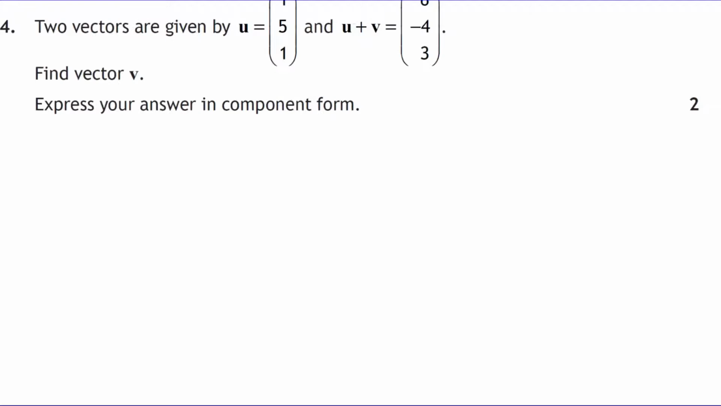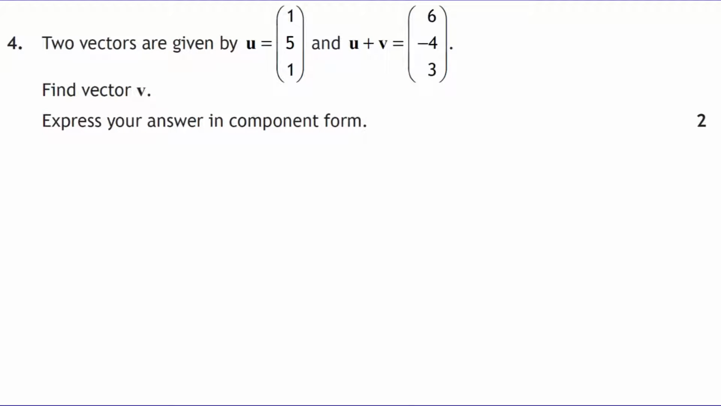Cool. Okay, question 4. Two vectors are given by, oh, I've chopped a little bit of the question off here. Let's bring that down a little bit. There we go. Now, we've got two vectors, u and u plus v. Find the vector v. Express your answer in component form.